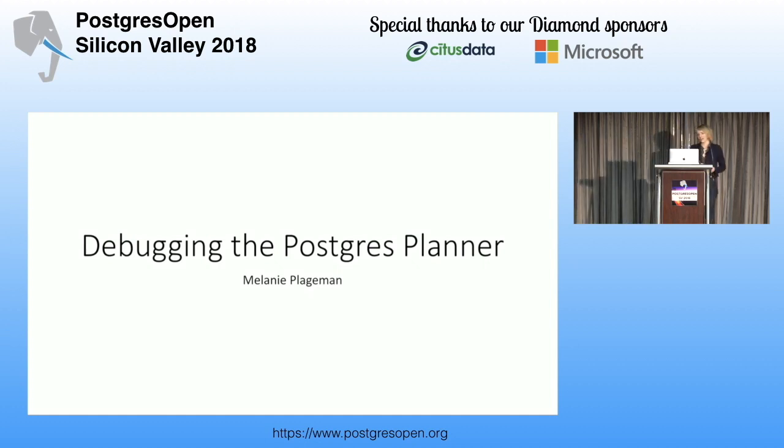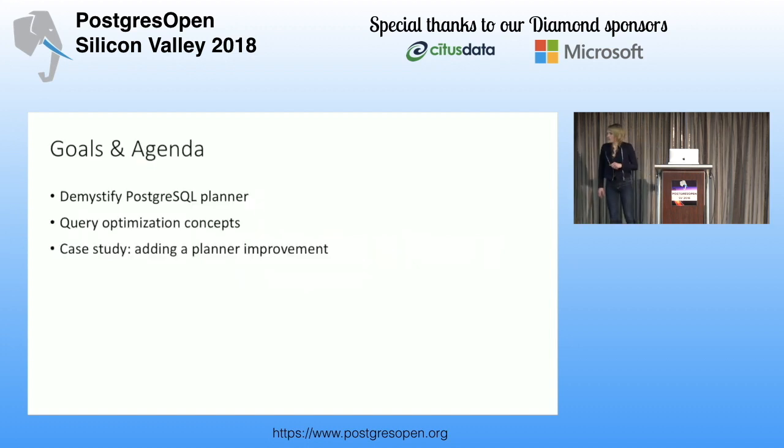Okay, so I want to get started by talking about goals. There's lots of good talks. If you just Google demystifying Postgres' planner, there's great talks. Robert Haas, Tom Lane, they've all done talks. This is something that you can find slides online about. So I'm going to go over some query optimization basics so that we can then go through a case study of adding sort of a trivial fix to Planner.